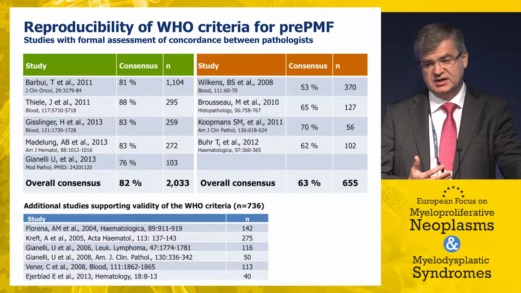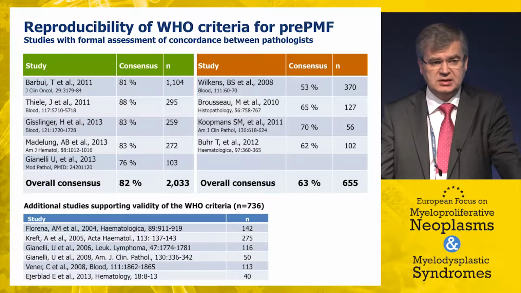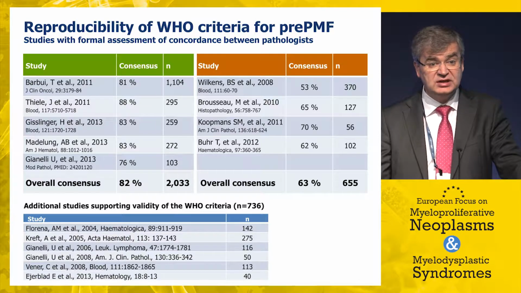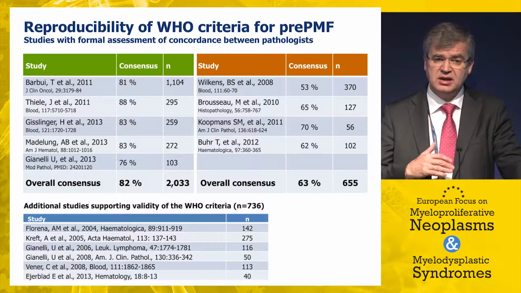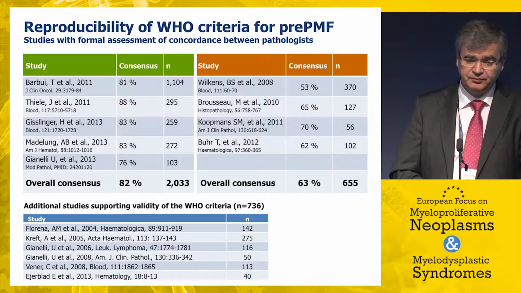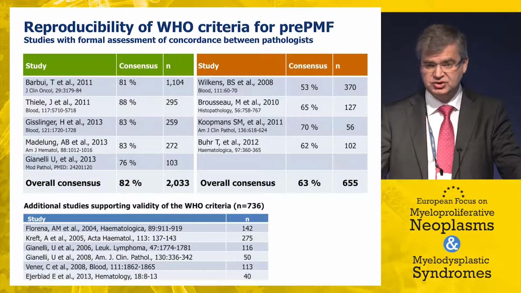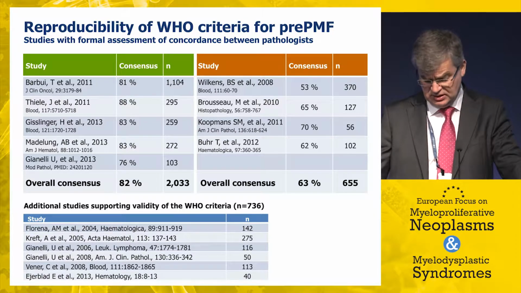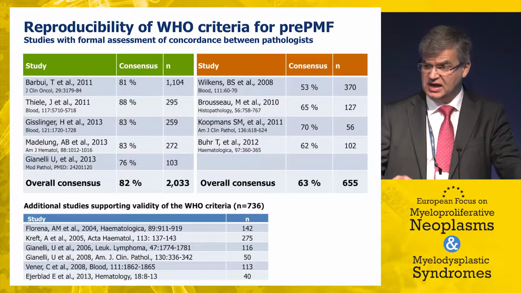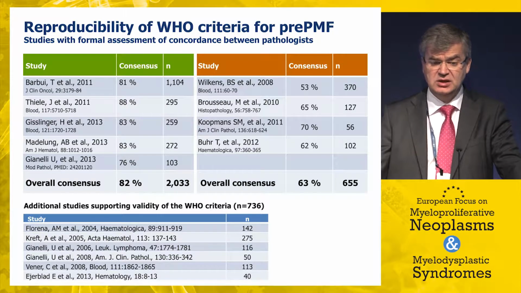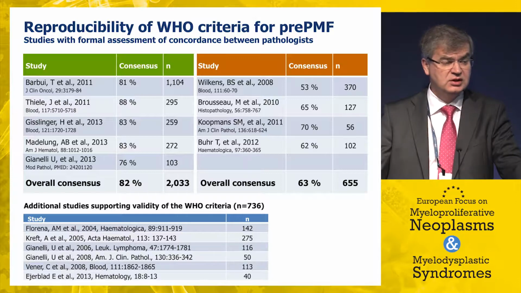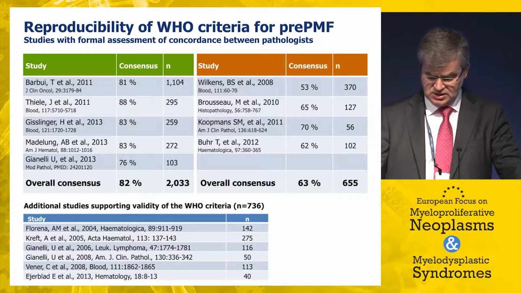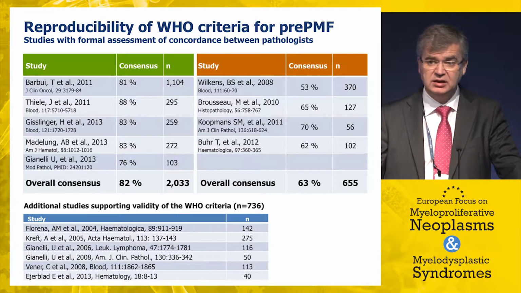There has been a lot of discussion after the 2008 edition whether pre-PMF is an expert diagnosis and cannot be applied in a routine setting. And just to give you an idea about the assessment of concordance between pathologists in the field of pre-PMF, around about 82% is the grade of concordance between pathologists when they do a formal assessment of agreement and also include an integrated approach, which means not only the marrow, it means the morphological pattern and the inclusion of key clinical data.